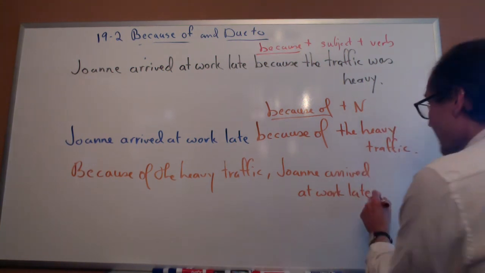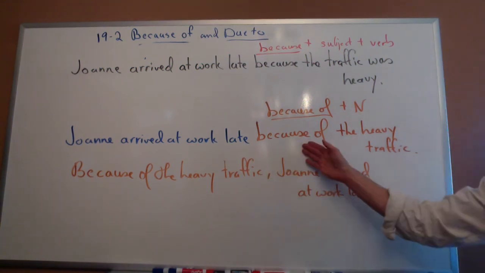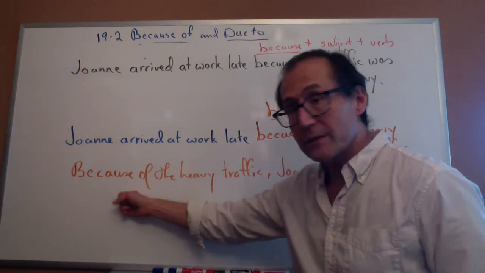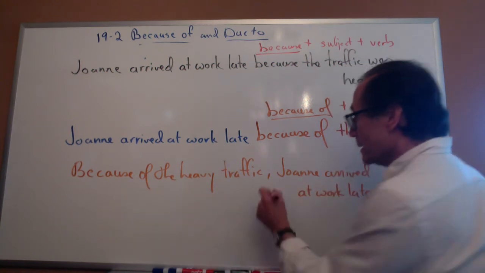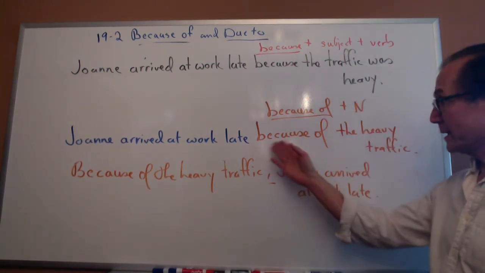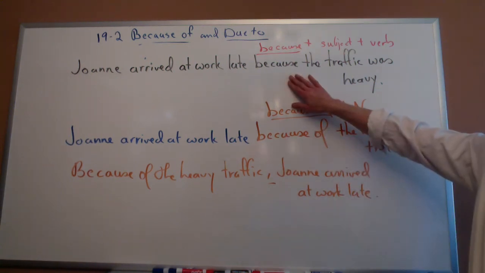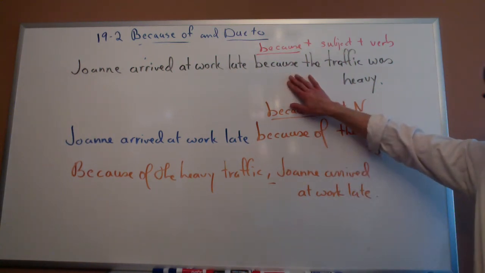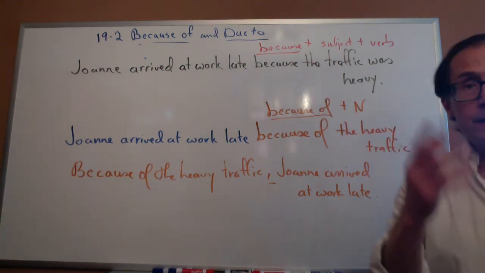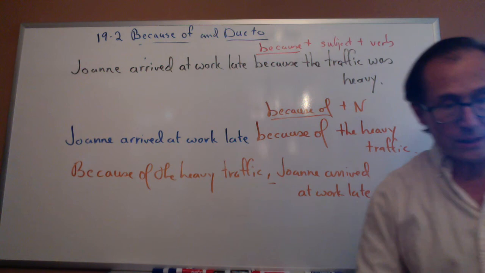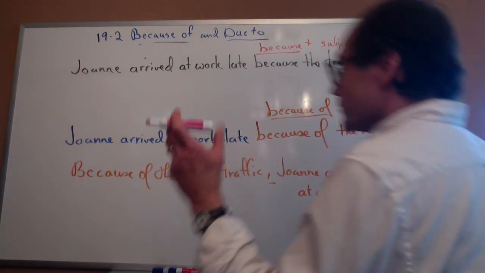Okay. So both of these are absolutely correct. Because of can come in the middle. Because of can come at the beginning. If because of comes at the beginning, I use a comma. If because of comes in the middle, no comma. And remember, the same is true of because. If because comes in the middle, no comma. If because comes at the beginning, I use a comma. Let me write because on the board too, just to be completely thorough and clear.